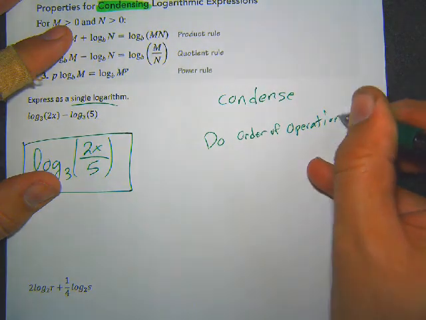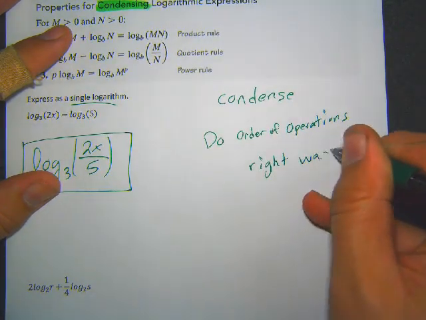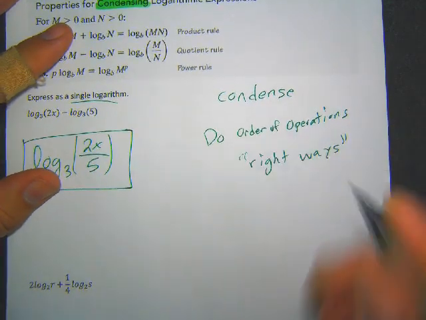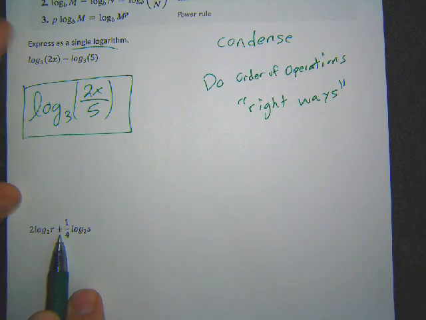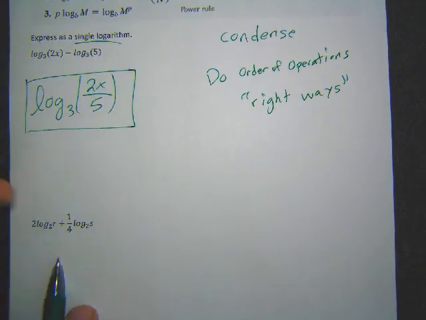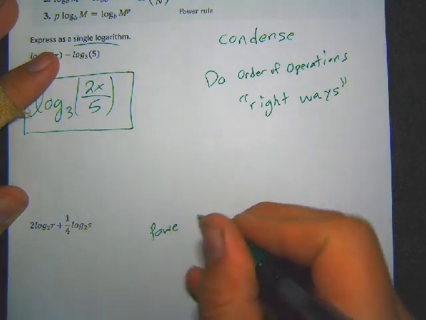Do that order of operations right. So if I look at this, what would I do first? Well, normally I'd multiply before I add, right? Because multiplication and division always come before addition and subtraction. So to do this one, we're going to do the power rule first.